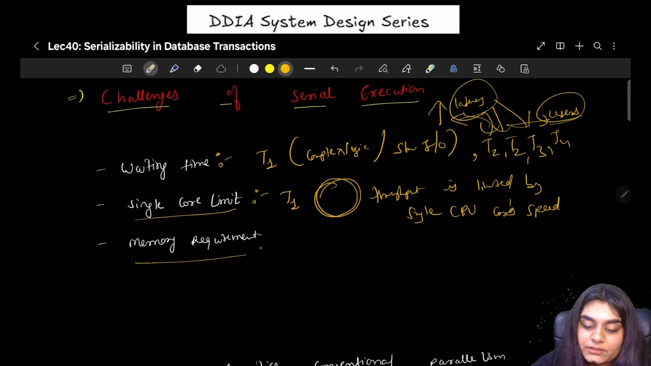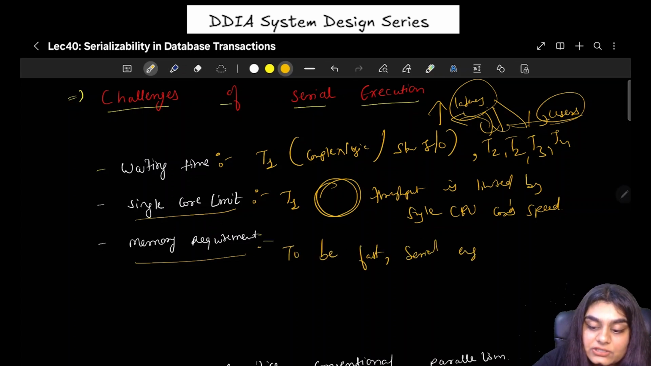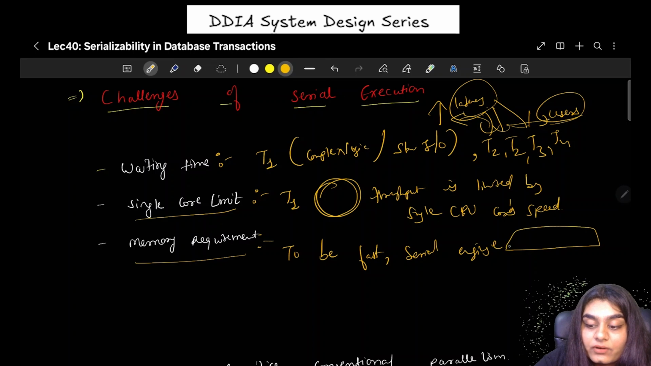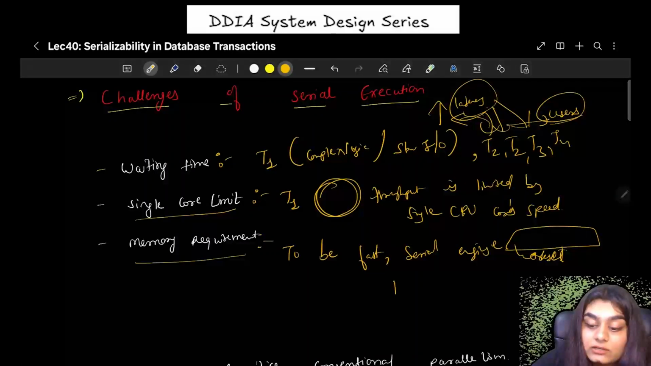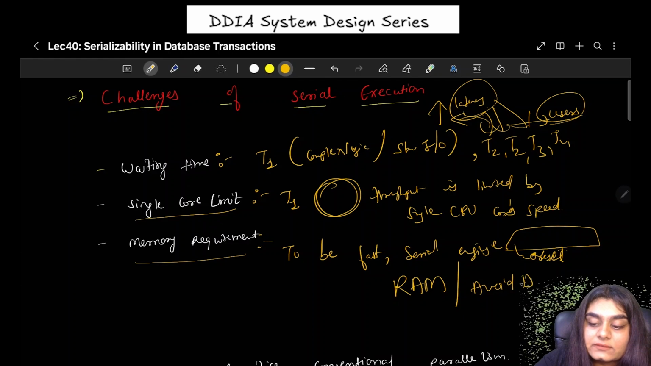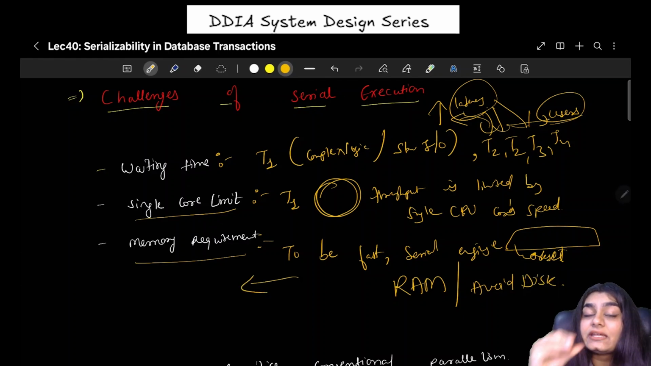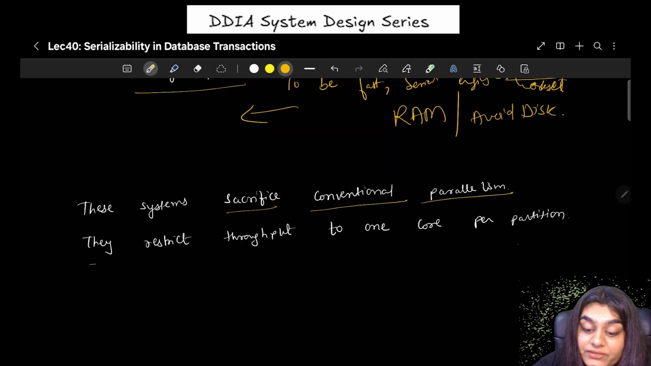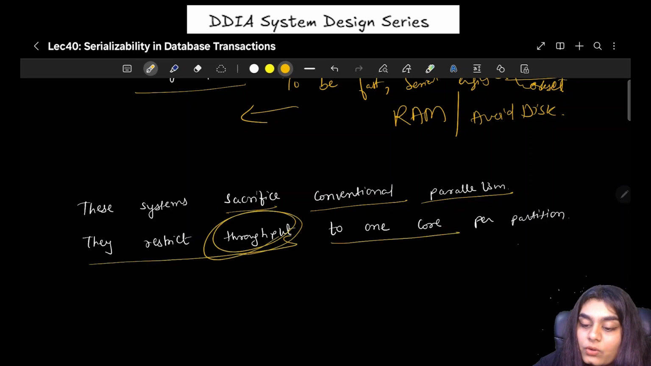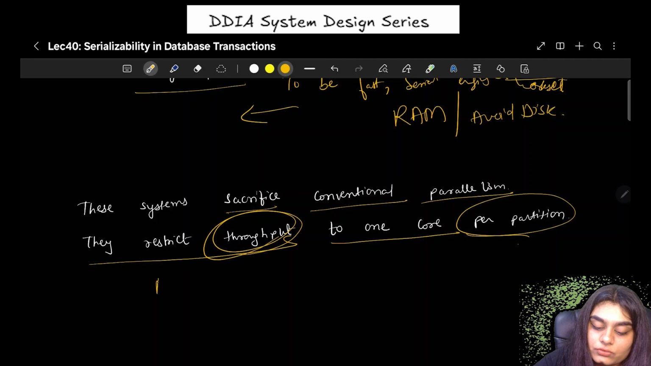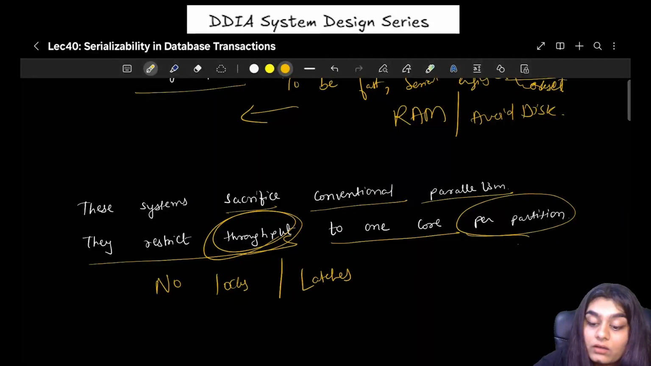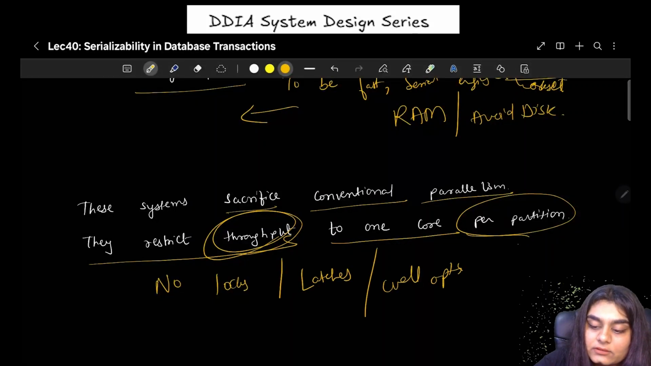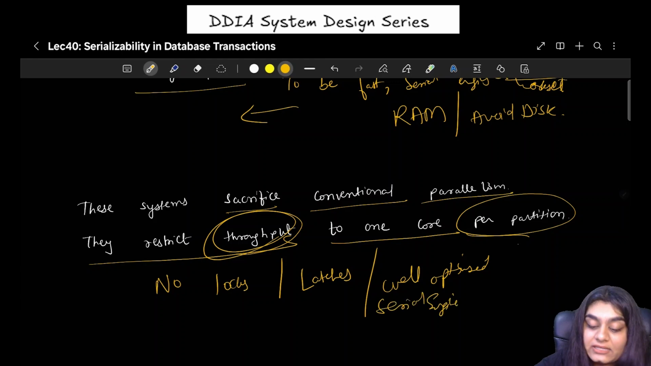Next is memory requirement. To be fast, a serial engine keeps the entire working set in RAM and avoids disk. And if the data doesn't fit in memory, performance degrades significantly. So this system sacrifices conventional parallelism. They restrict throughput to one core per partition because there are no locks or latches. A well optimized serial engine can reach very high transactions per second on that particular core.